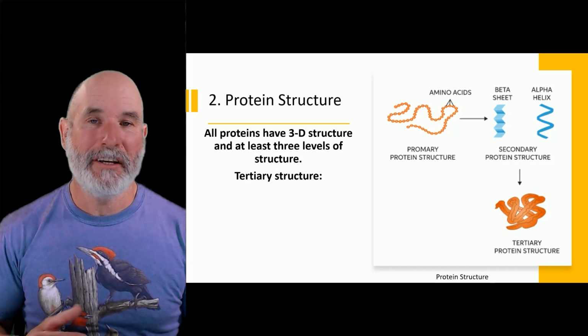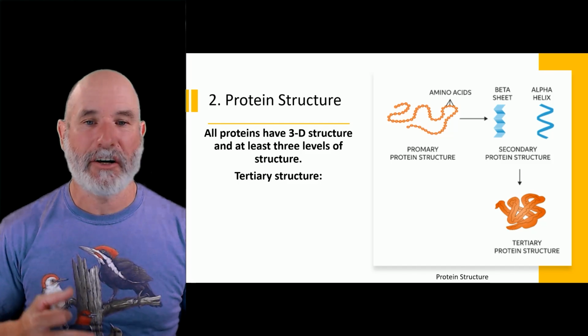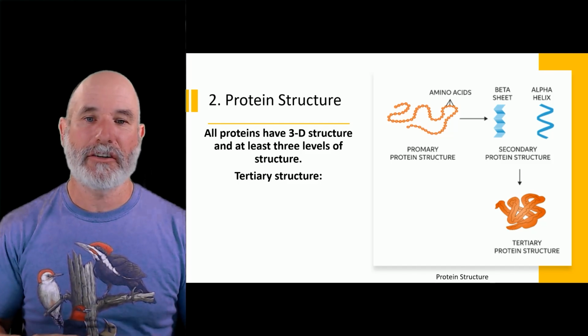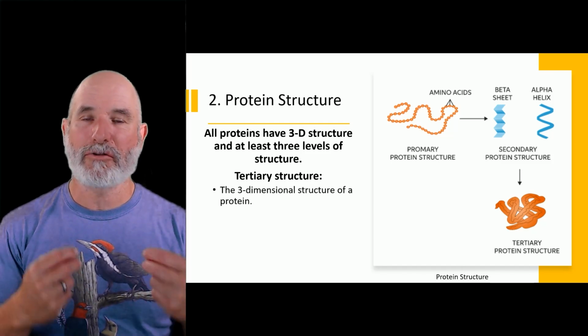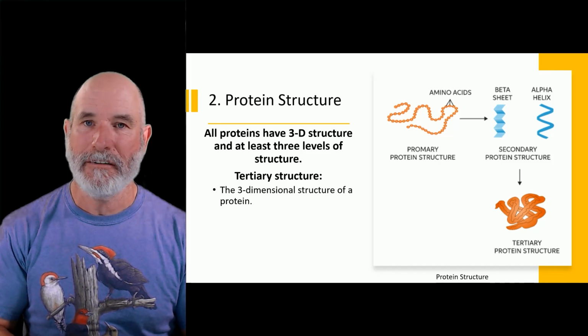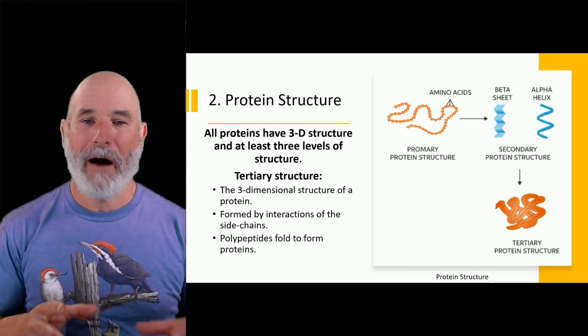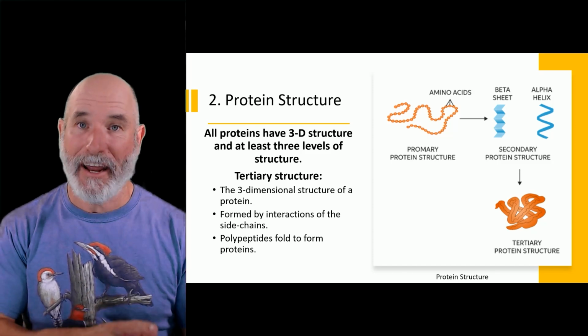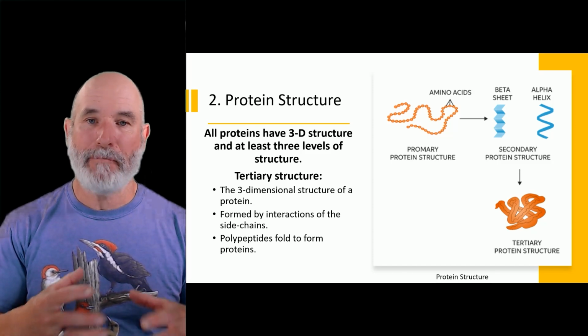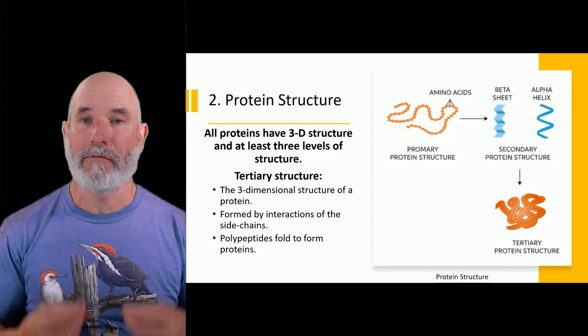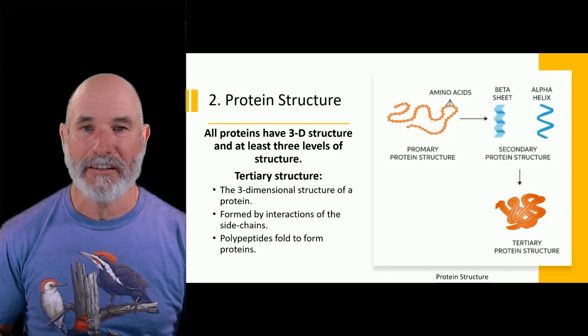Now, all proteins have primary, secondary, and tertiary structures. Tertiary structure is basically our three-dimensional structure of a protein, of many proteins anyways, and they are formed by the interactions of the side chains. Okay, so these polypeptides are going to fold and they're going to form biologically active proteins here.